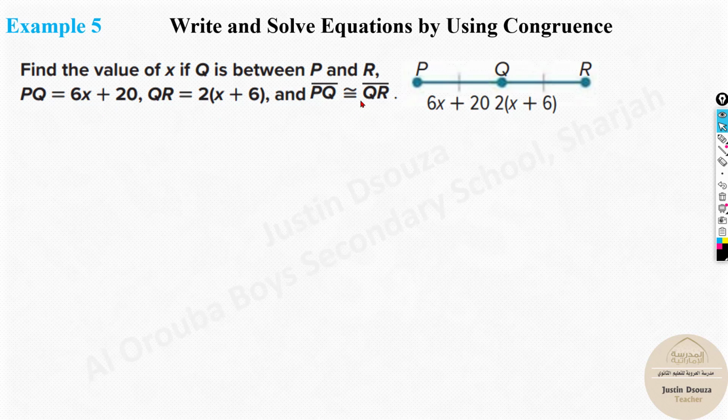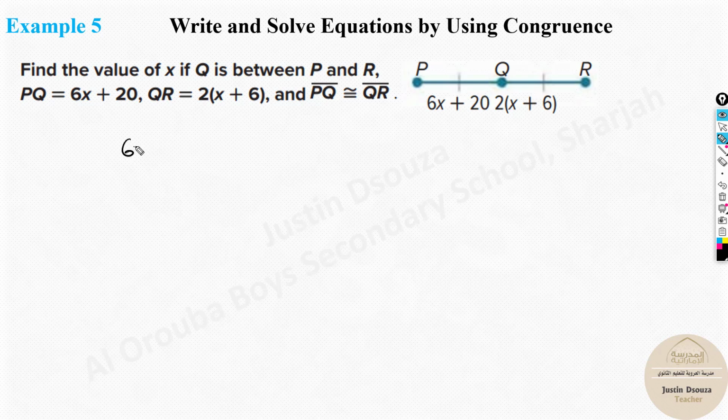Here they have told us PQ is congruent to QR. They have not given the total distance. In the previous problems, we were given PR, right? But look over here, they have given you the PQ values and the QR values, and they have just told us they are congruent. So congruency means they're equal, right? So all you need to do is equate these both and find the x value.